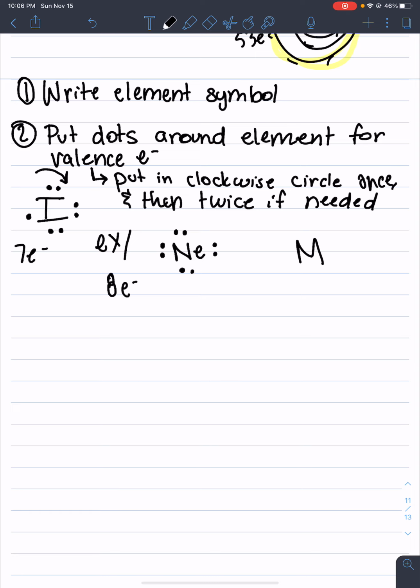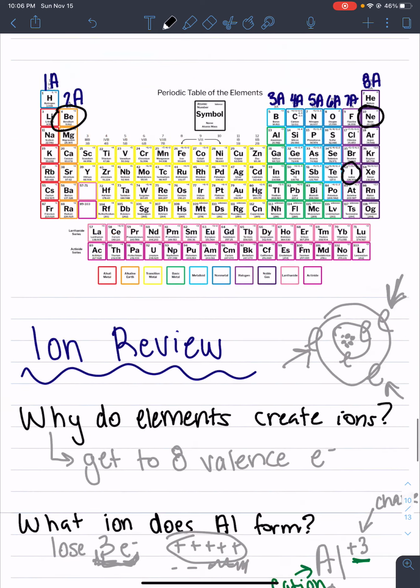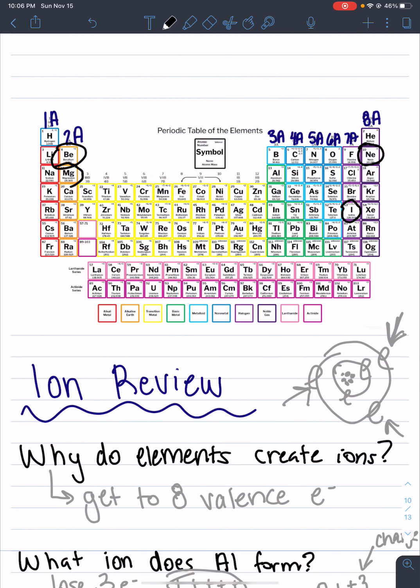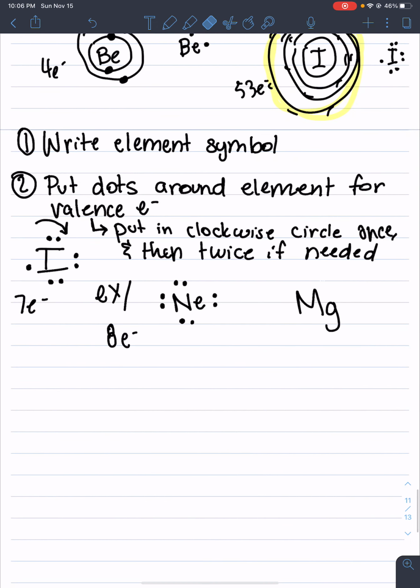Let's do Mg. So look at your periodic table. I'll scroll up. Mg is right here. You'll see it has 2 valence electrons. So Mg is easy. You just go 1, 1, 2. Another one could be carbon. That'll be our last one we do.